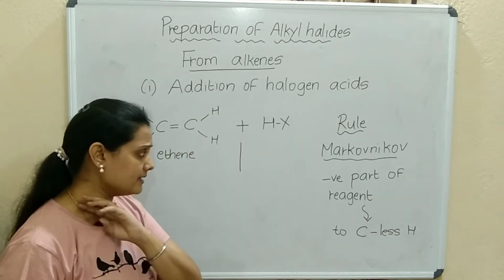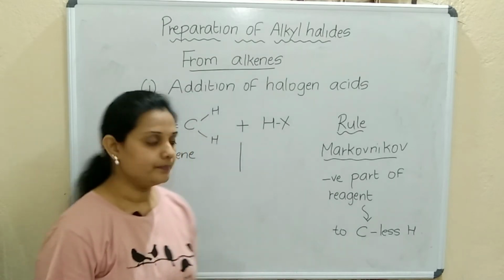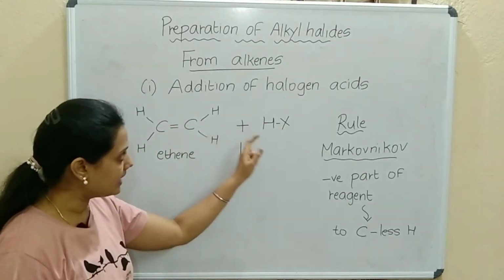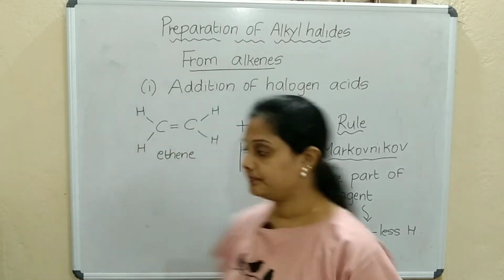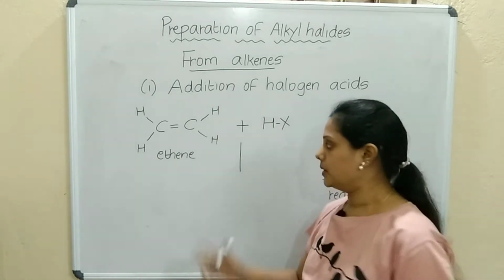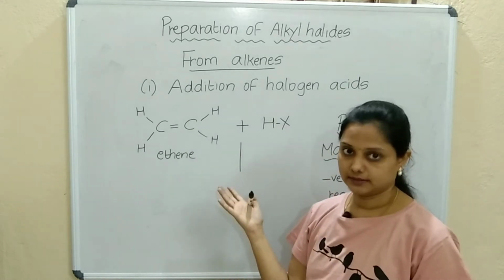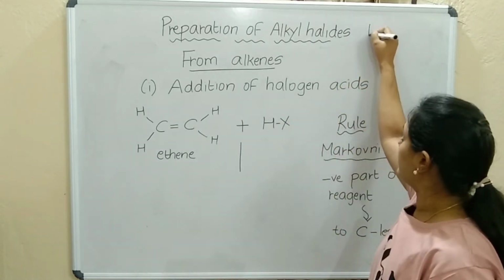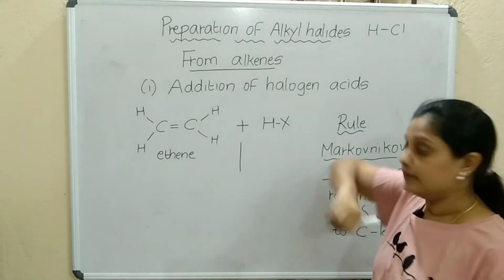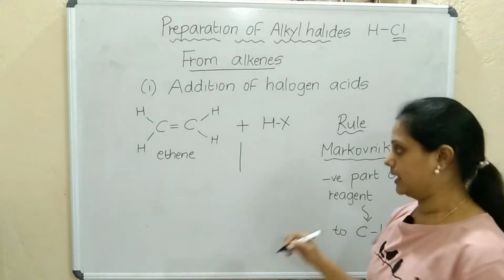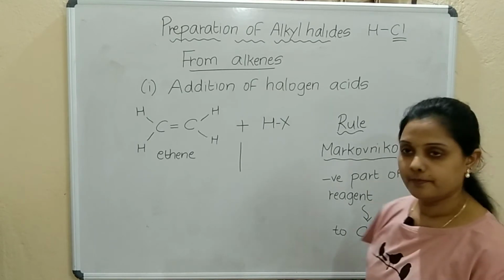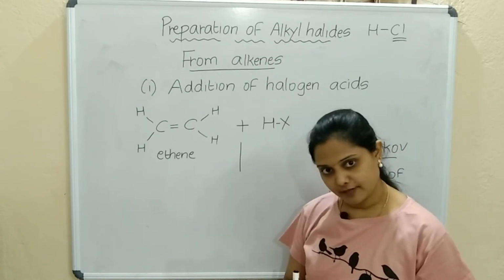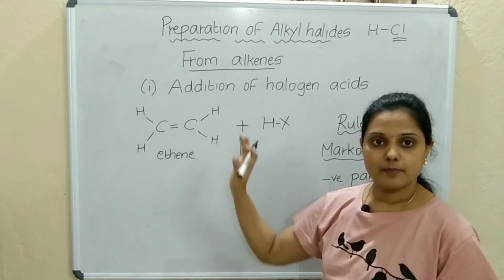I have just written it point wise. So Markovnikov's rule states that the negative part of the reagent, okay, among these two, alkene and halogen acid, which is the reagent here? HX, halogen acid is the reagent, okay. This is the reactant, fine. So the negative part of the reagent, which is the negative part here? If I write HCl, correct, Cl is the negative part. Okay, it will attach to the carbon of the reactant having less number of hydrogens. Fine. Okay, so here I've just taken one example of ethene.